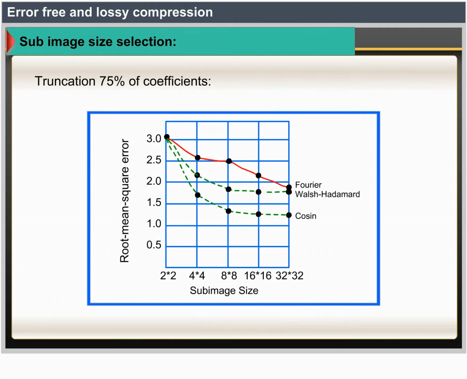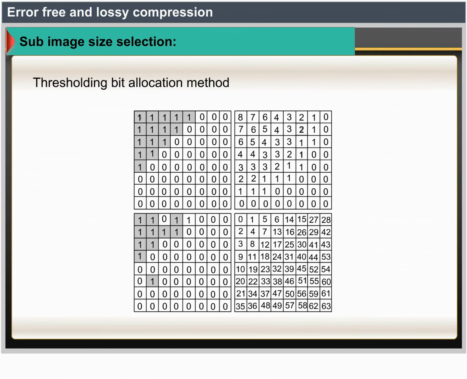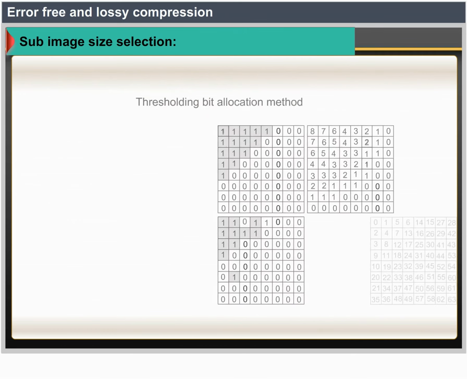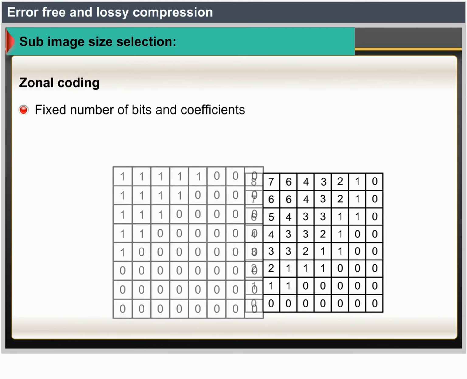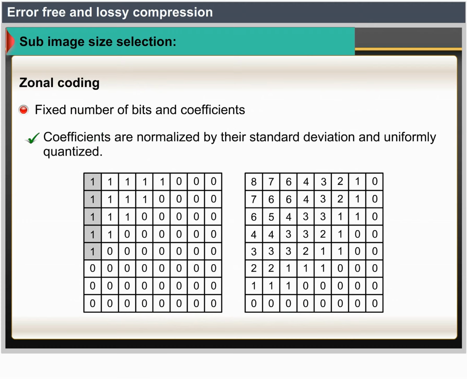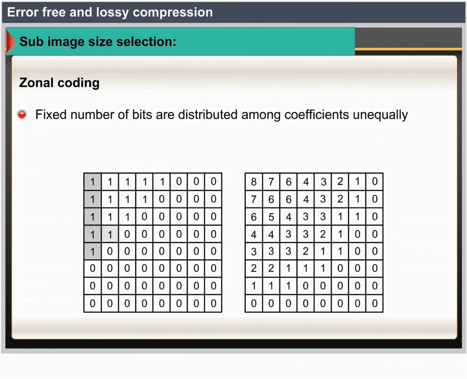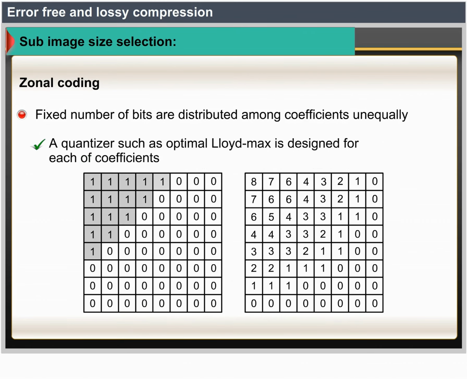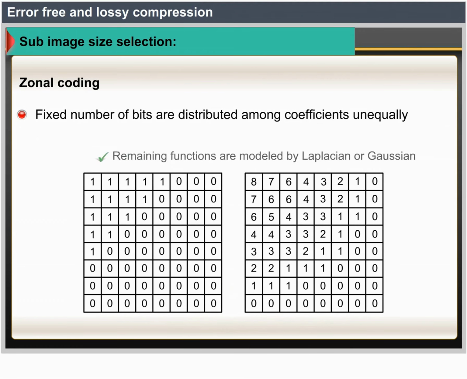The thresholding bit allocation method can now be seen on the screen. The characteristics of zonal coding are a fixed number of bits and coefficients. Coefficients are normalized by the standard deviation and uniformly quantized. A fixed number of bits is distributed among coefficients unequally. A quantizer, such as an optimal Lloyd-Max, is designed for each of the coefficients. The DC function is modeled by a Rayleigh density function. The remaining functions are modeled by Laplacian or Gaussian.